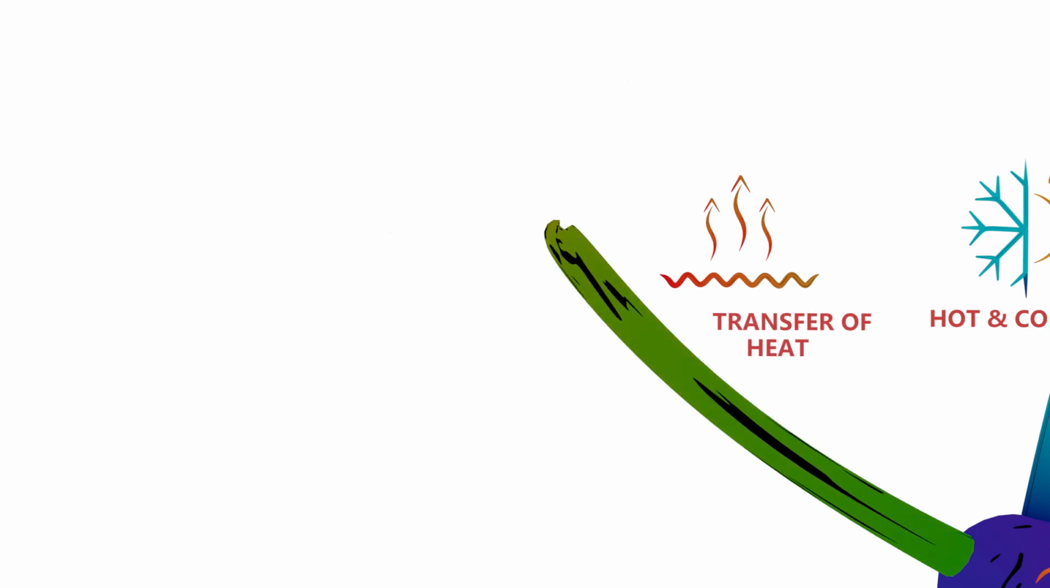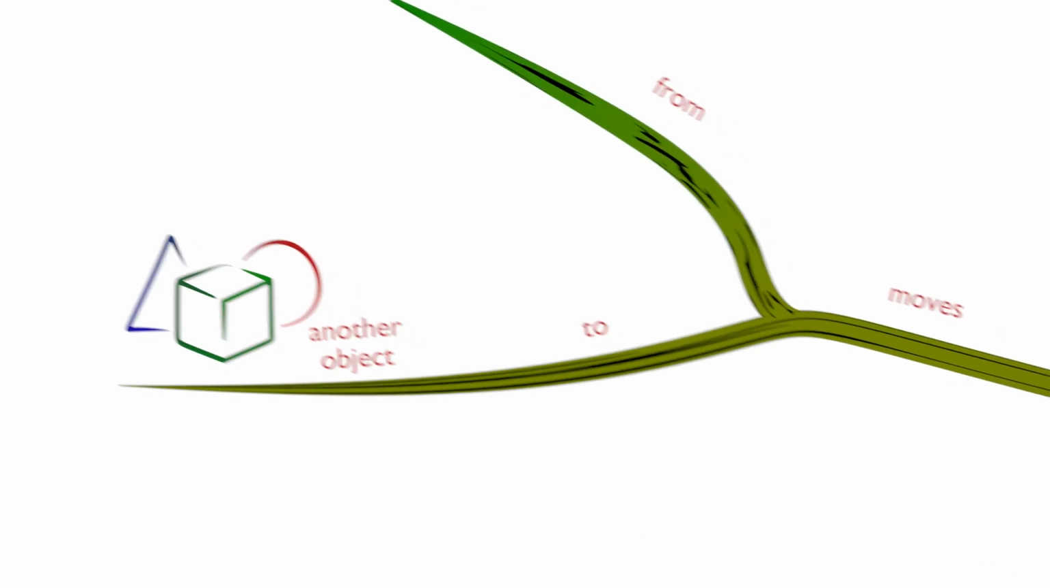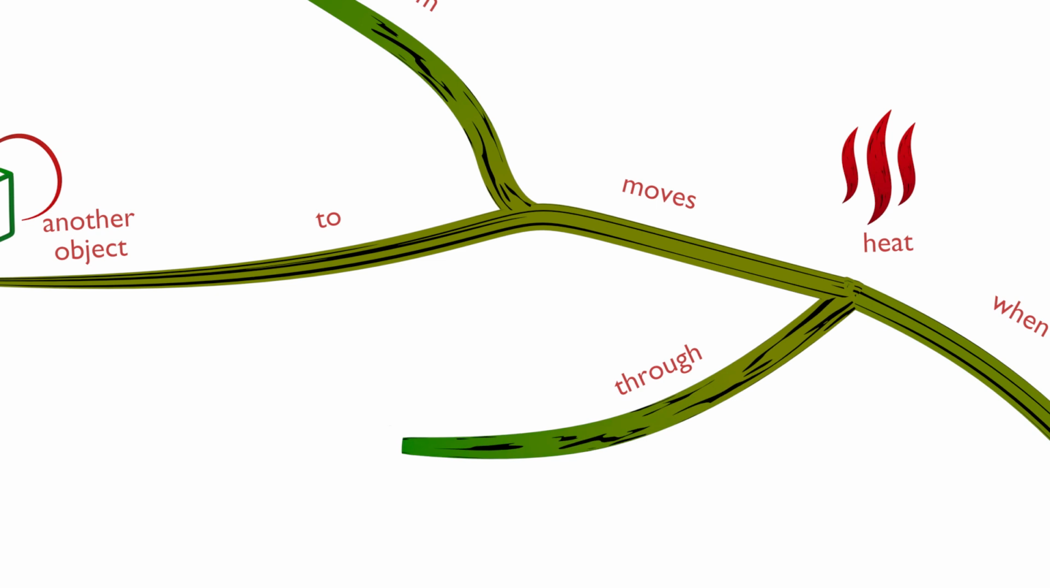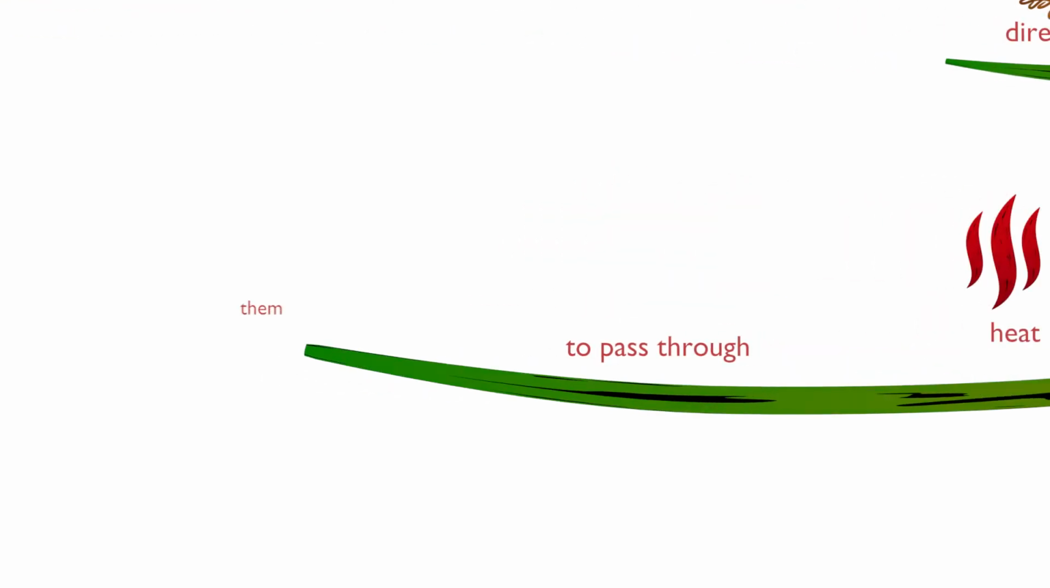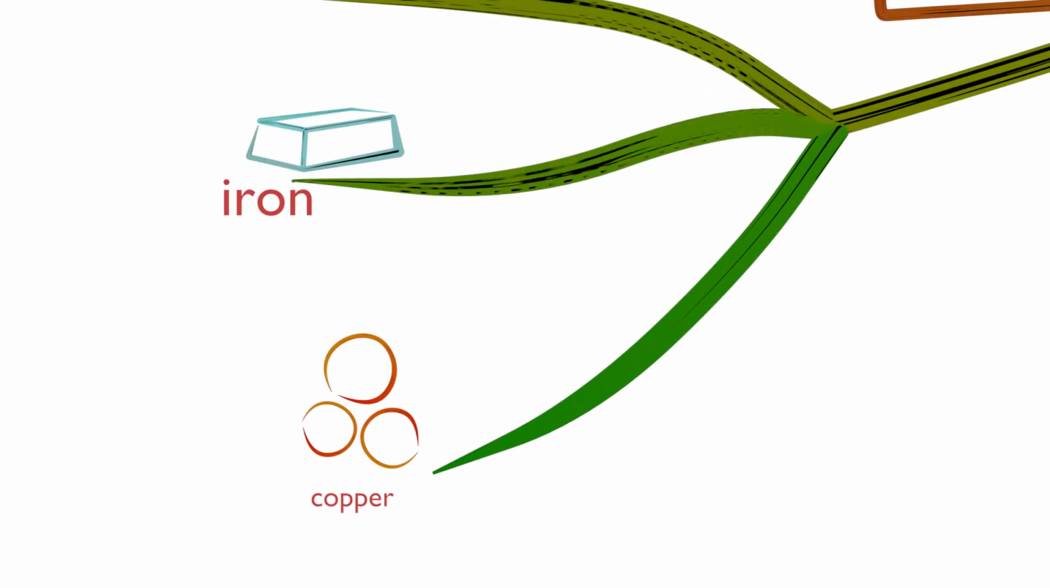The next concept is transfer of heat, which is conduction. It is a process when heat moves from one object to another object. And the heat can also transfer through direct touch. Conductors are nothing but materials which allow the heat to pass through them. And its examples are aluminium, iron, and copper.